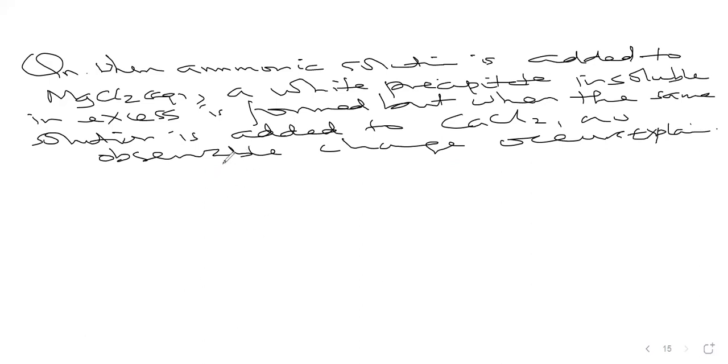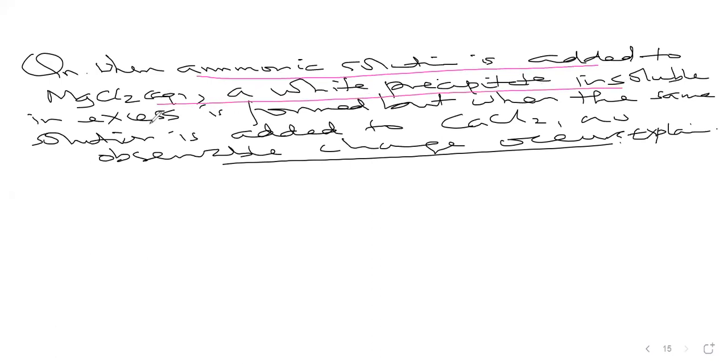I hope you will not write as me. My handwriting is not so good. When you add ammonia solution to magnesium chloride solution, white precipitate insoluble in excess is formed. You see these observations in practicals. We are now explaining them theoretically. When the same solution is added to calcium chloride, no observable change occurs. What causes this? This is still a two-divided question. Attack the first side. Explain why when I add ammonia solution to magnesium chloride, there is a formation of a white precipitate insoluble in excess. Let's first attack that side.